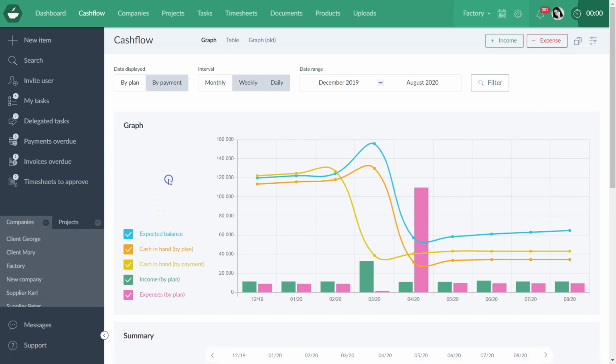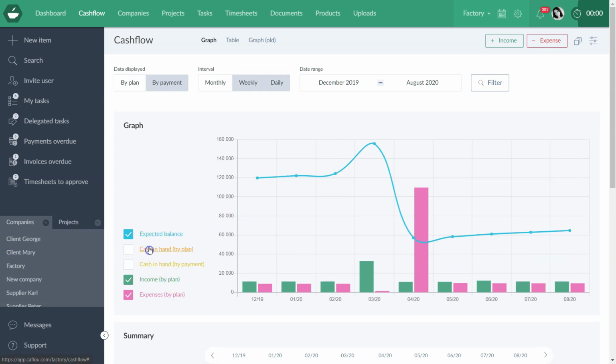Hello. Let's have a look at how to read the cash flow graph. To make it simpler, we'll have a look at the monthly view. We have some date range set up, and let's have a look at what all these mean.